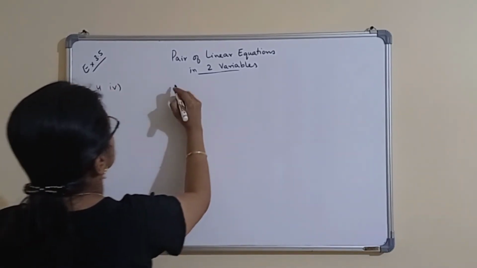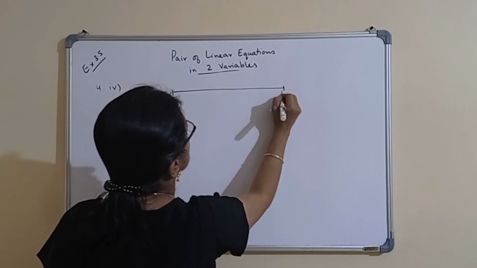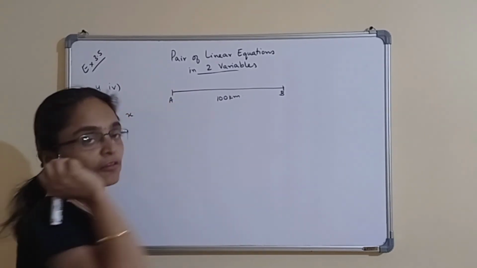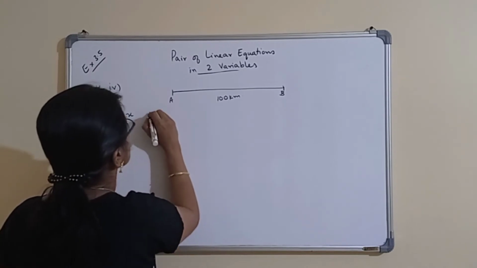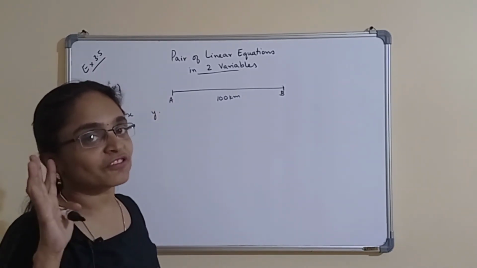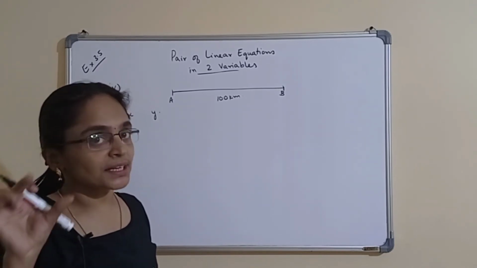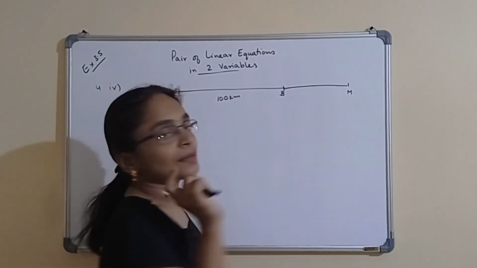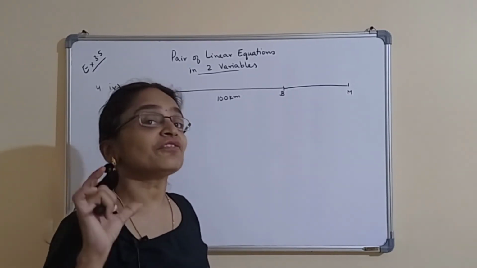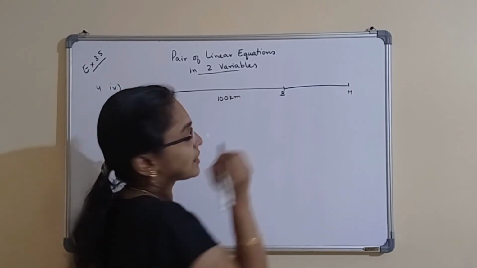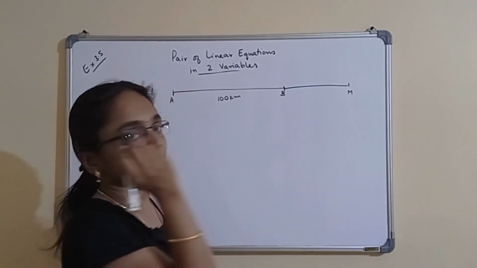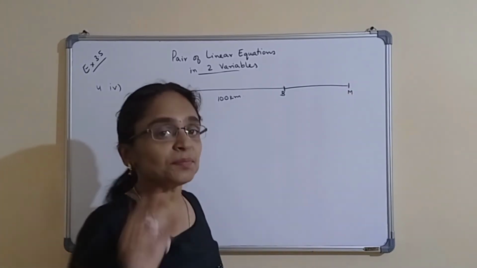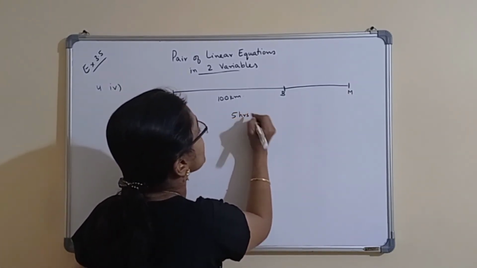So, places A and B are 100 kilometers apart. And let x be the speed of car that is traveling from A and y be the speed of car that is traveling from B. That is, first condition is they are traveling in same direction and they will reach the same point in 5 hours. So, let M be that point and they will meet at M in 5 hours. This much distance is 100 kilometers, and one car is starting from A and reaching here and another car is starting from B and reaching here. At the same time they are starting and in 5 hours they will reach this M.